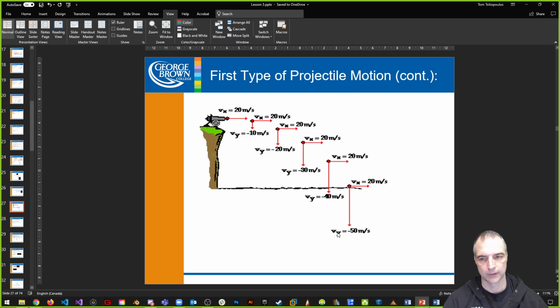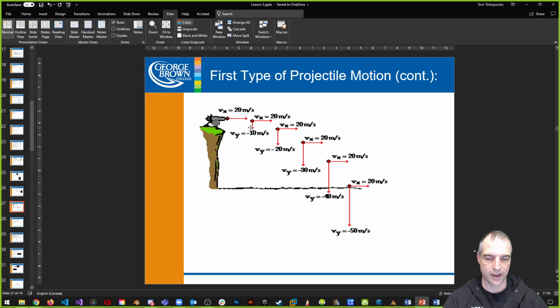Okay. Here's an example of a gun in this scenario. I've got a cannon, and the cannon is on top of a cliff. And notice again that on the x-axis, I've got a velocity of 20 meters per second. Every frame, seconds, one portion of a second, it doesn't matter. Every second, we're moving a certain amount on the x-axis, and it's consistent.